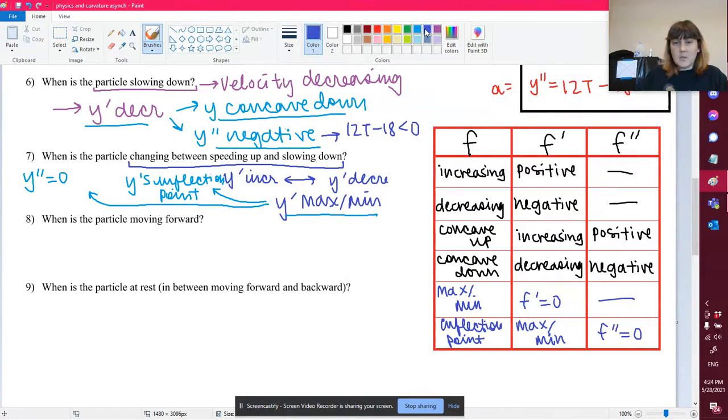I prefer this last one. Again, I like algebra, so I would set the second derivative equal to 0 and then solve. There are definitely other ways to think about this. There's definitely other ways to do this problem. This is my favorite way.